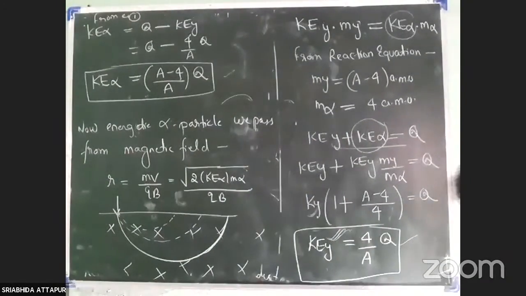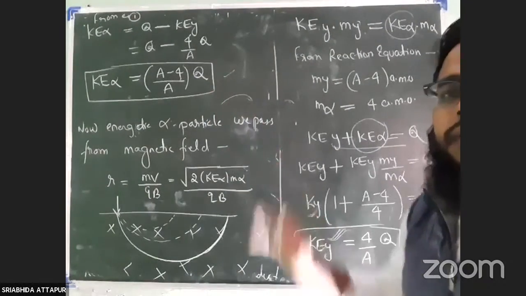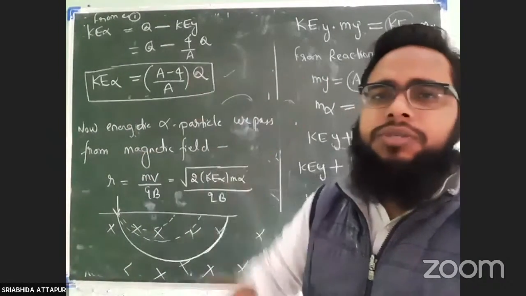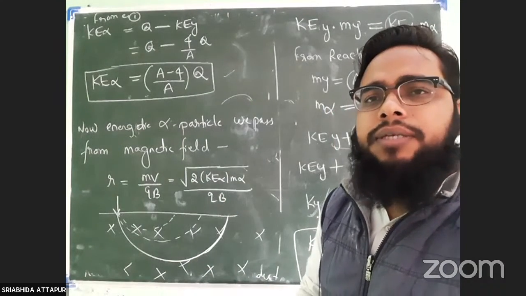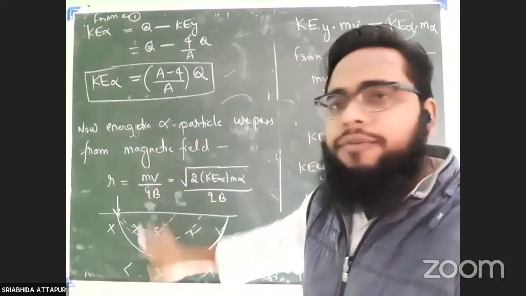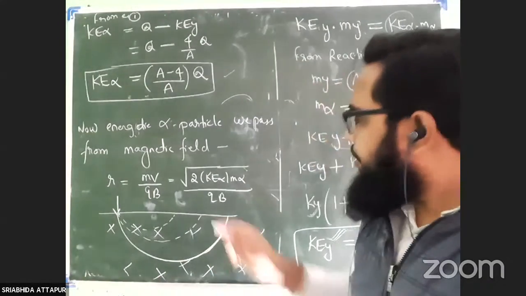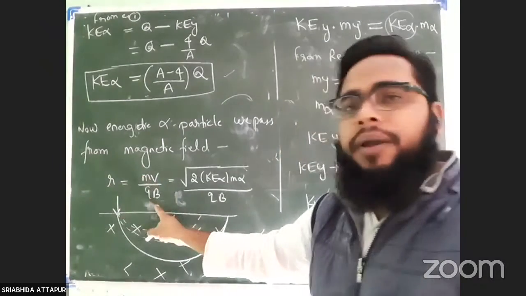Now listen, everyone. Suppose that we got the kinetic energy of y and the kinetic energy of alpha. Now, if we take this alpha particle, everyone knows this has a positive charge, a helium nucleus, positive charge. Therefore, what will happen? If this alpha particle passes through a magnetic field, then we have seen, everyone remembers, R equals mv upon qB.